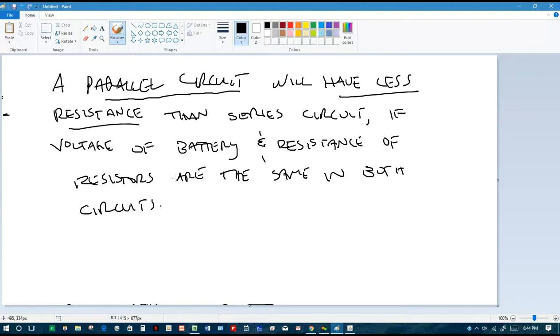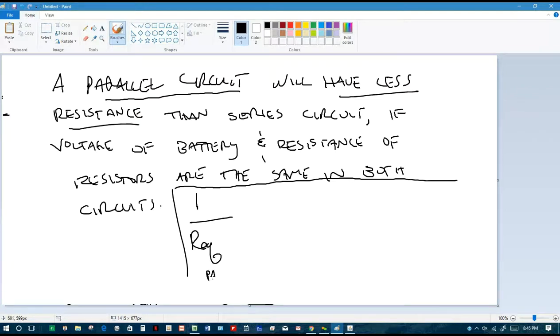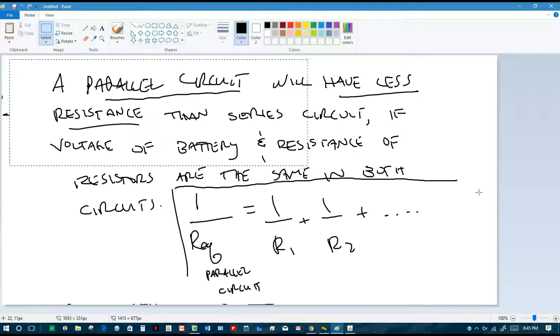The way we actually can calculate it, I'm going to show you now. The formula that I'm going to show you is 1 over the equivalent resistance for a parallel circuit is equal to 1 over R1 plus 1 over R2 plus however many you have. All right? So let me erase the idea and just show you how to use it because we're running out of time. We've got 15 minutes.